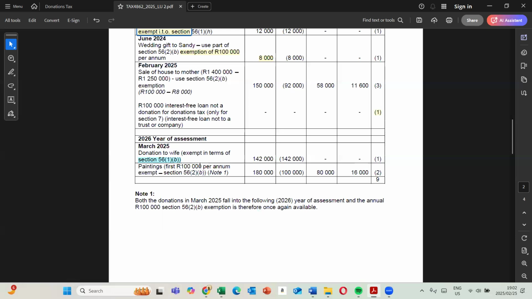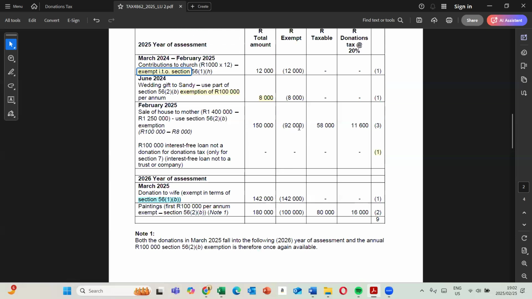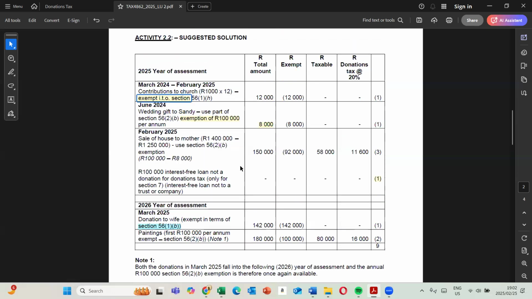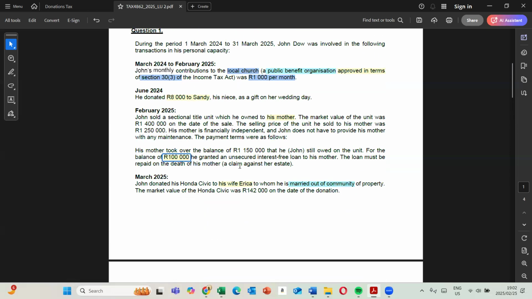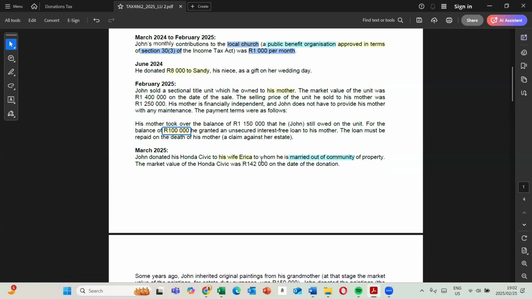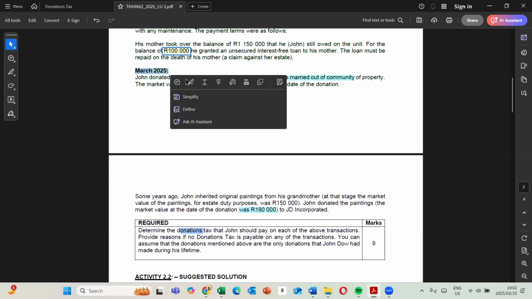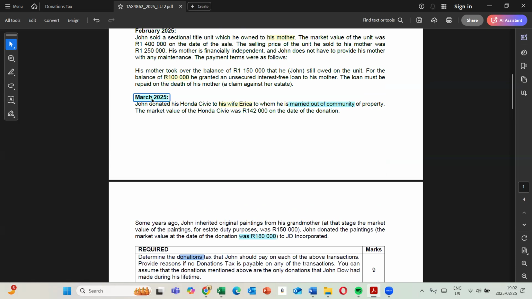All right, so we have the painting. Remember, John has already utilized the entire 100,000 there, so there's no exemption with regards to this. But let's see which period it is. Which date is John making this donation? This is March 2025. Do you see where the catch is?